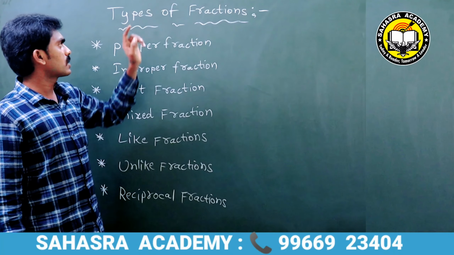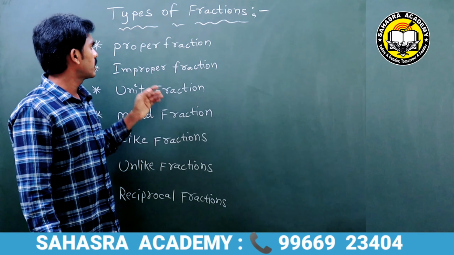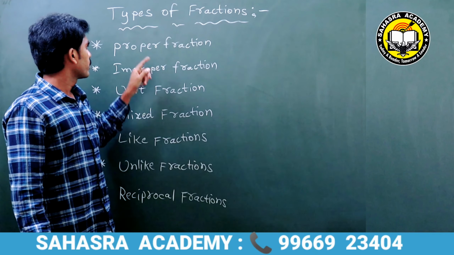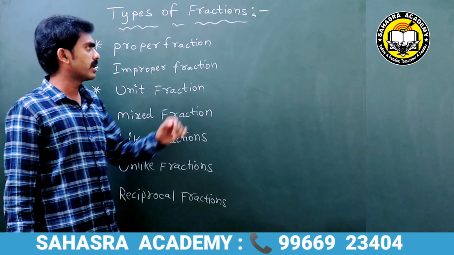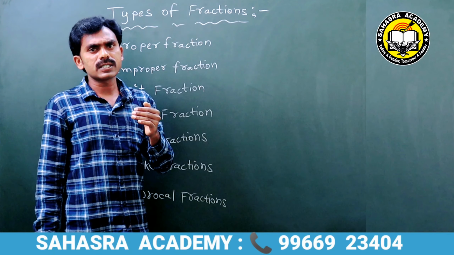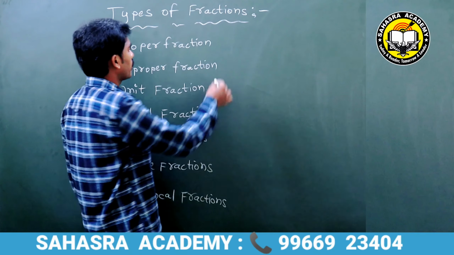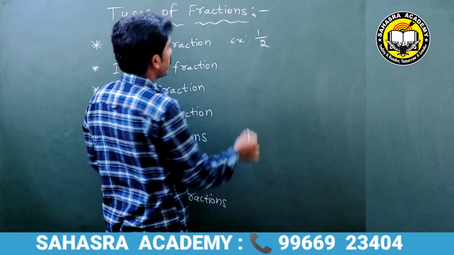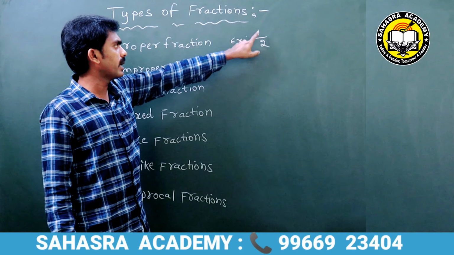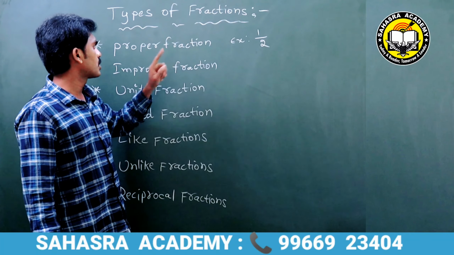Okay, so we discussed what is meant by fraction. In fractions there are different types of fractions. First let us discuss proper fraction. In a fraction, if the numerator is smaller than the denominator, then it is called a proper fraction. For example, I am taking 1 by 2. In 1 by 2, the numerator is small and the denominator is big. So 1 by 2 is a proper fraction.